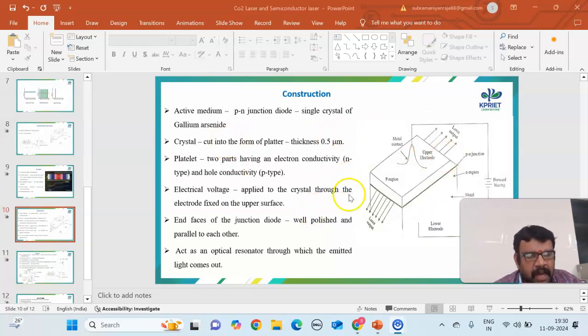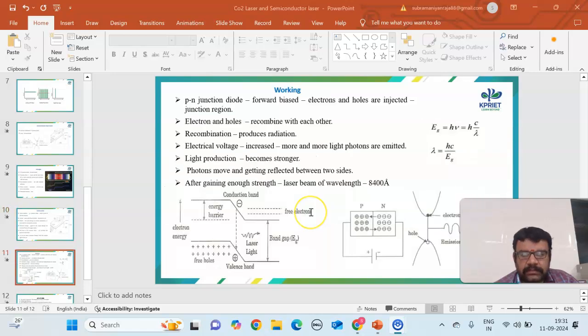So this is the construction. We all know that the active medium is made up of a PN junction diode, that is a single crystal of gallium arsenide. The crystal is cut into the form of a platelet of thickness 0.5 micrometer. The platelet has two parts, having electron conductivity, N type, and hole conductivity, P type. The electrical voltage is applied to the crystal by means of this terminal. As a result, the optical resonator will get excited, and the emitted light comes out. The end faces of the junction diode are well polished so that they act as an optical resonator.